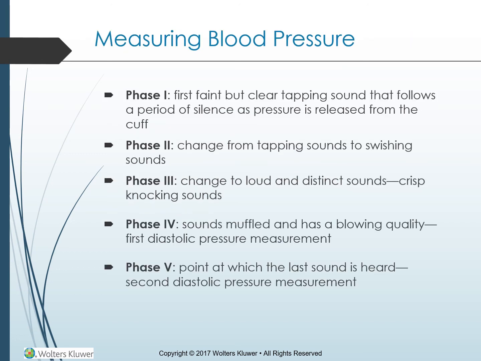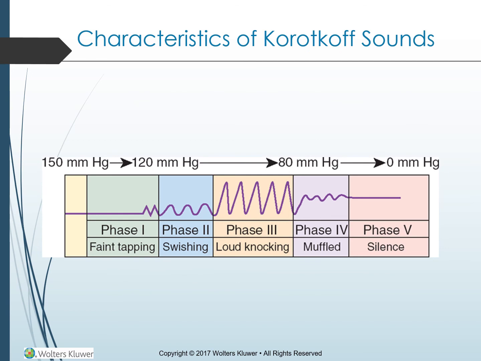Measuring blood pressure. Phase 1 is the first faint but clear tapping sound that follows a period of silence as pressure is released from the cuff. Phase 2 is a change from tapping sounds to swishing sounds. Phase 3 is a change to loud and distinct, crisp knocking sounds. Phase 4 is when sounds are muffled and have a blowing quality, the first diastolic pressure measurement. And phase 5 is the point at which the last sound is heard, the second diastolic pressure measurement. Characteristics of Korotkoff sounds are shown here.